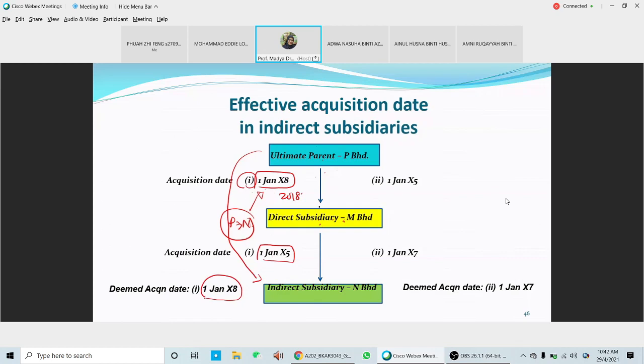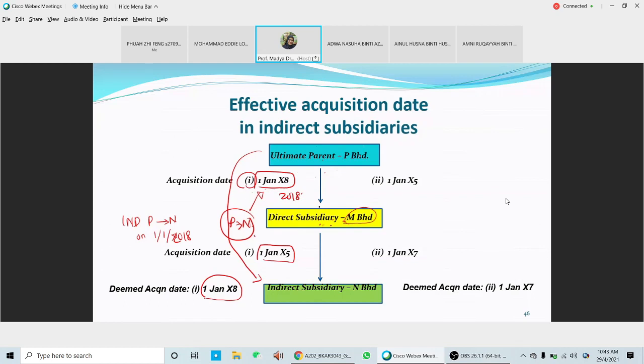So the indirect interest of parent in N is considered on 1st of January 2018, at the date when parent acquired the direct subsidiary M. Even though M already had a subsidiary N in the year 2015, the acquisition date is considered when the parent acquired the direct subsidiary in January 2018. So this is the first situation.